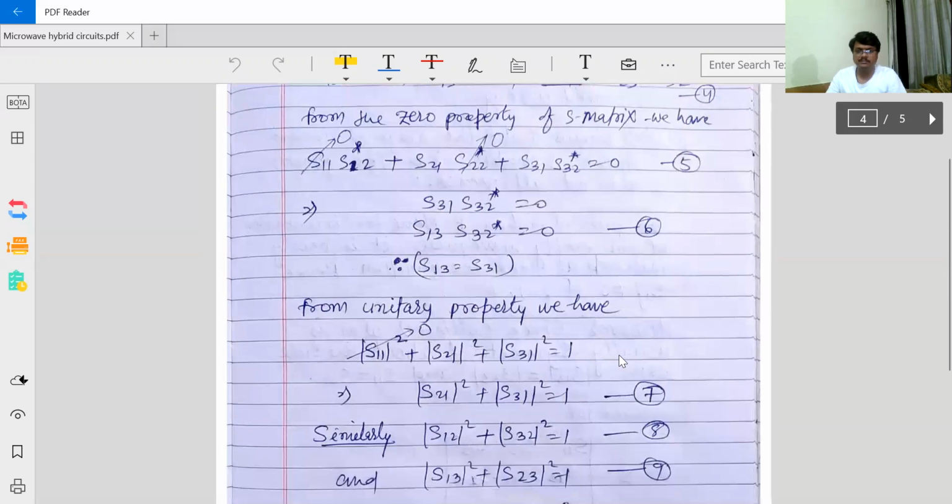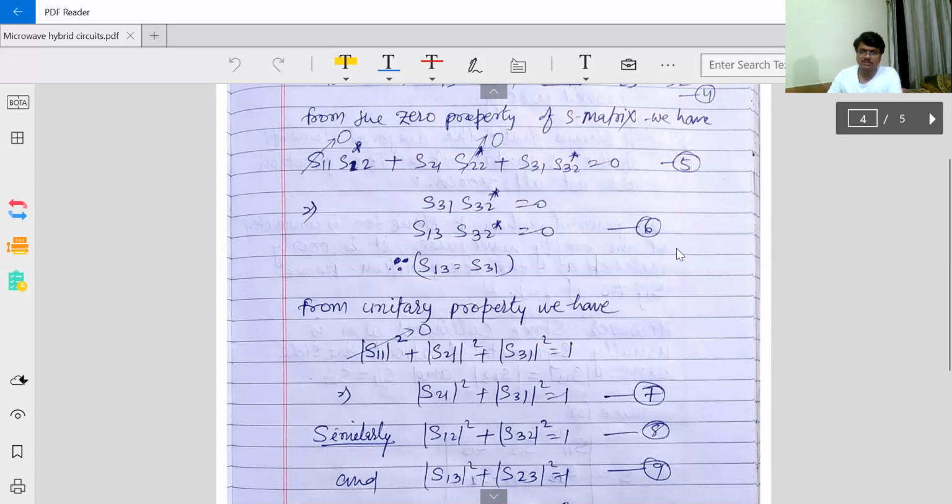So what will happen? This S31 into S32 conjugate will be equal to 0. Also we know that S31 and S13 are equal, so we put S13 in place of S31 and it becomes S13 into S32 conjugate equal to 0. Let us suppose this is equation 6. Now come to the other property, the unitary property.